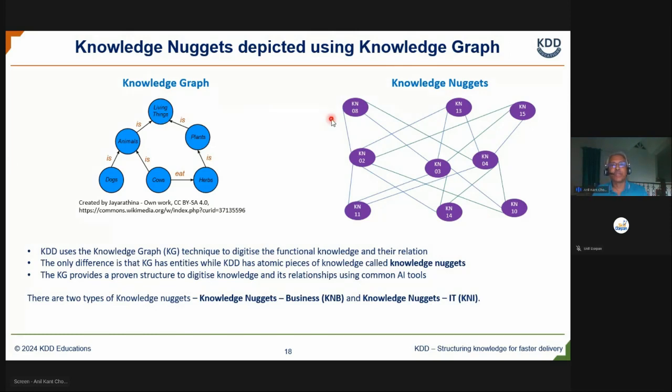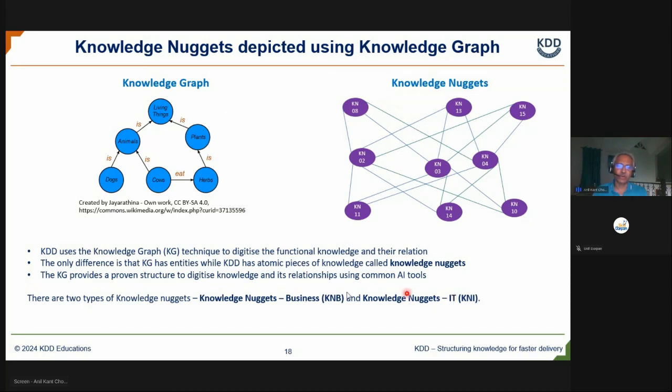KDD or DKF has used the same thing for capturing knowledge nuggets. The only difference is that here we are talking about an entity, and here we are talking about a knowledge nugget. And a knowledge nugget has two parts. One is the knowledge nugget business, which we call KNB, that is the nomenclature we are using, and the knowledge nugget IT, or KNI, that we normally use.